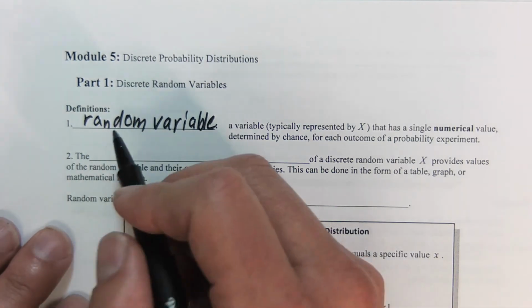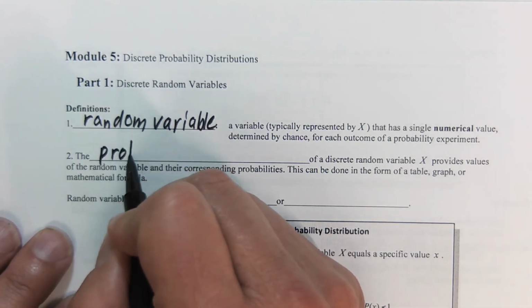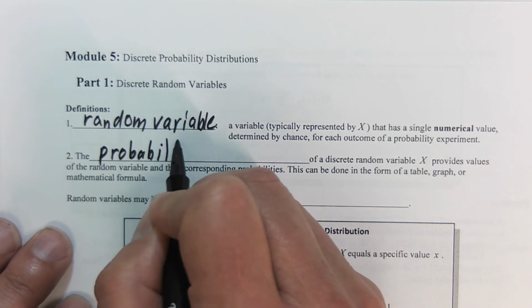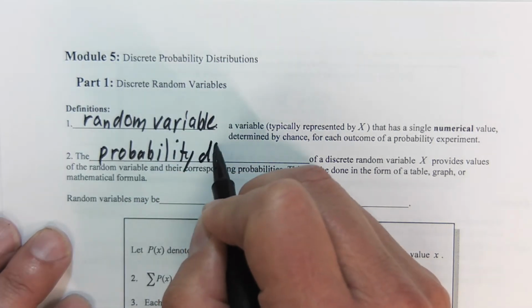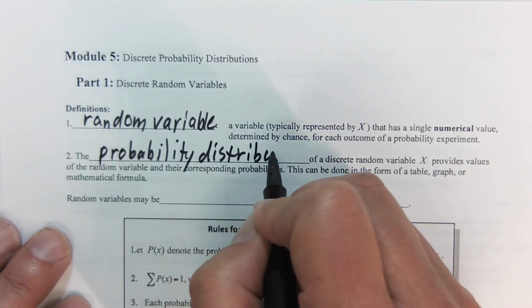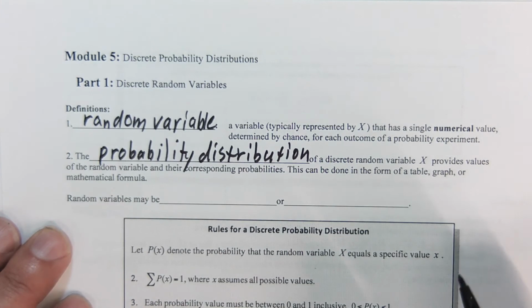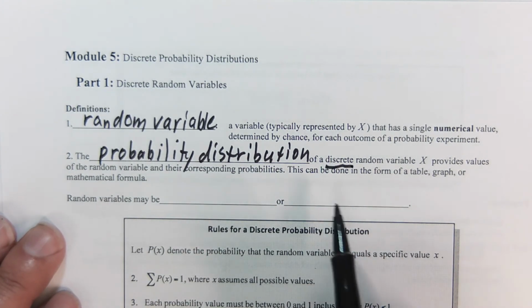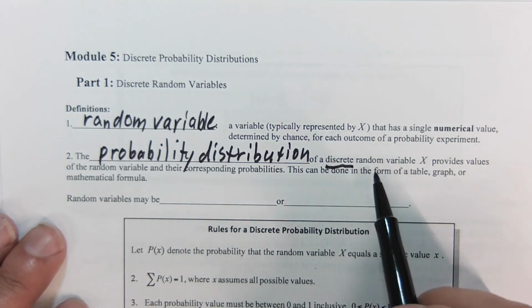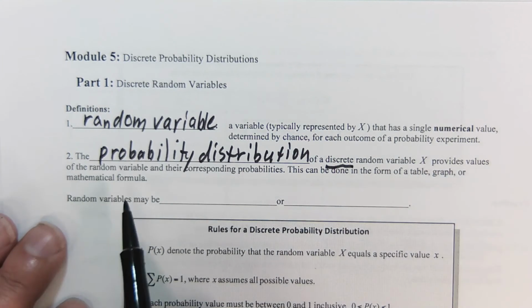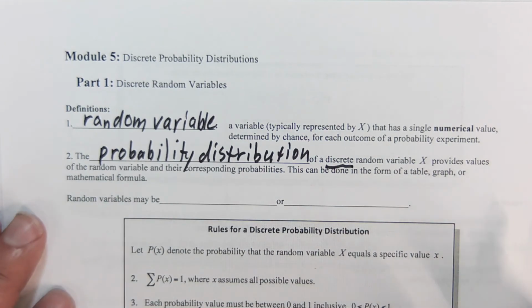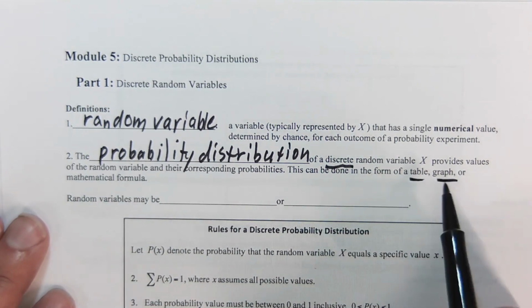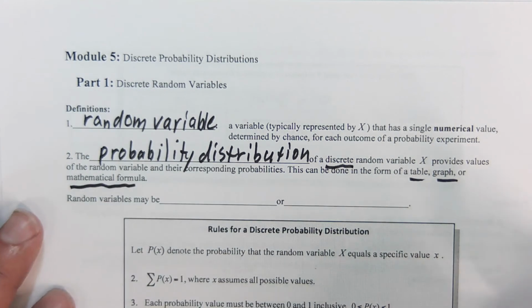Next up, we have a probability distribution of a discrete random variable, and we're talking about discrete in this case. We've defined those numbers before. That means that it's countable. Random variable x provides values, and so on. You can read this on your own. We often use a table, graph, or a mathematical formula.